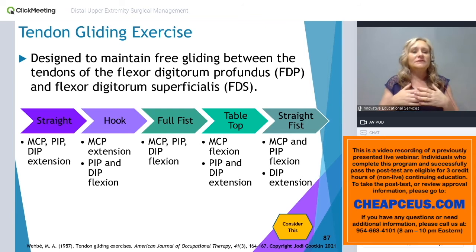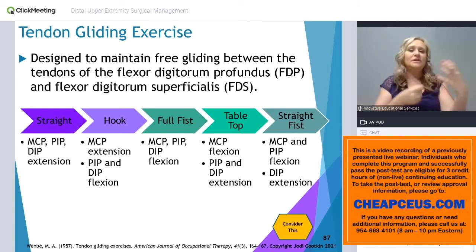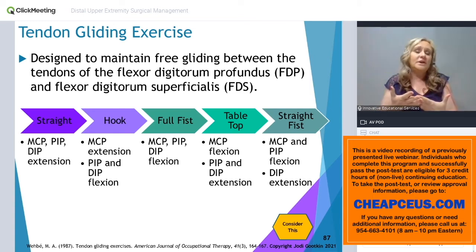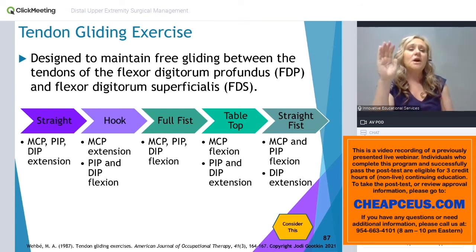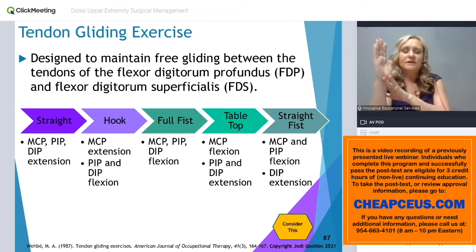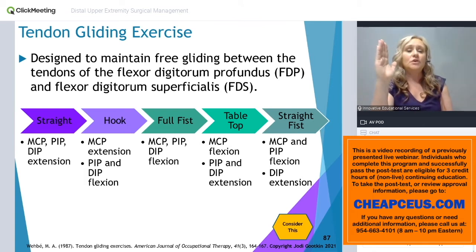Tendon gliding looks at having different positions that the fingers are moved through. It could be passive or active to ensure that that complex gliding between the flexor digitorum profundus and superficialis and all of the pulleys and the components, that gliding occurs at every area to avoid the development of adhesions and maintain the glide. The different positions include a straight position, and normally you're starting with a neutral wrist, so we're not stressing any repairs. The hook position is MCP extension and proximal and distal interphalangeal flexion.